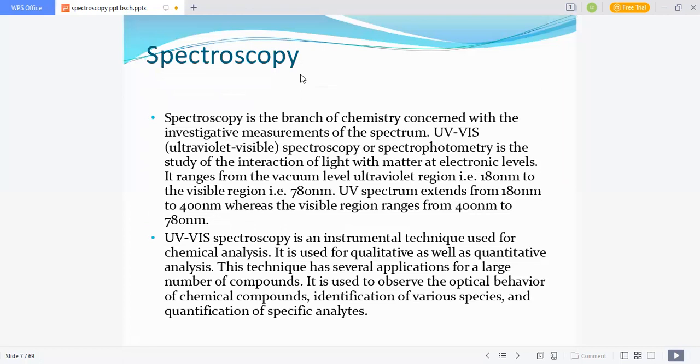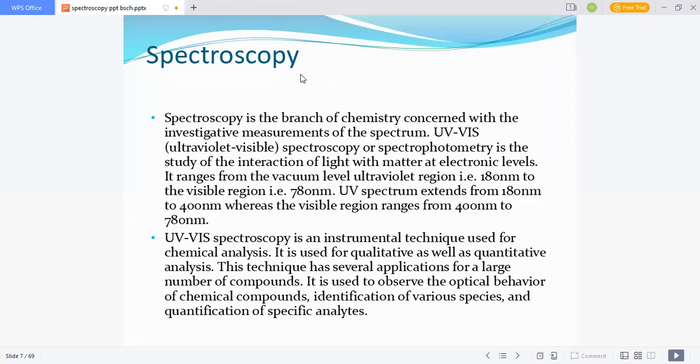Spectroscopy. Spectroscopy is the branch of chemistry concerned with the investigative measurement of the spectrum. UV visible spectroscopy, or spectrophotometry, is the study of the interaction of light with matter at electronic levels. It ranges from the vacuum ultraviolet region, 180 nanometer, to the visible region, 780 nanometer. The UV spectrum extends from 180 nanometer to 400 nanometers. The visible region ranges from 400 nanometer to 780 nanometer.